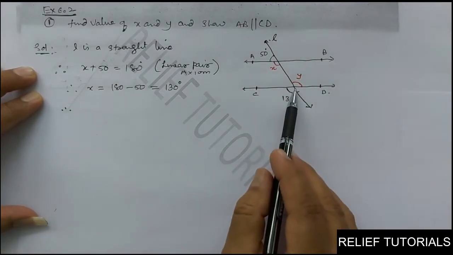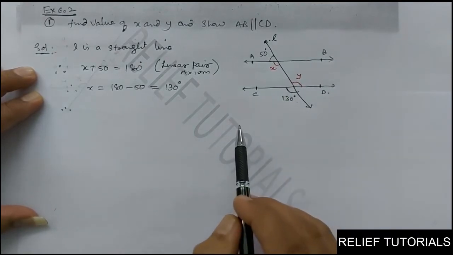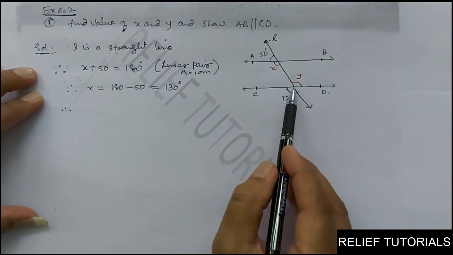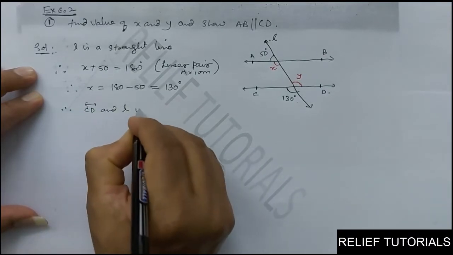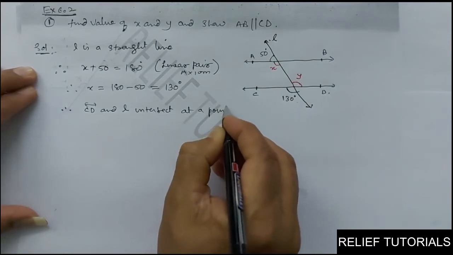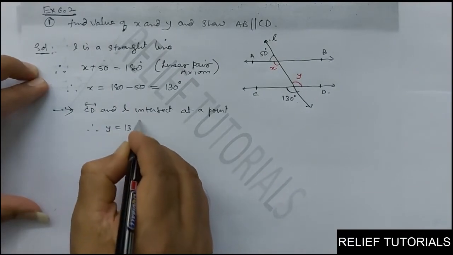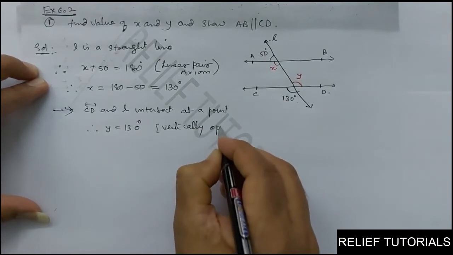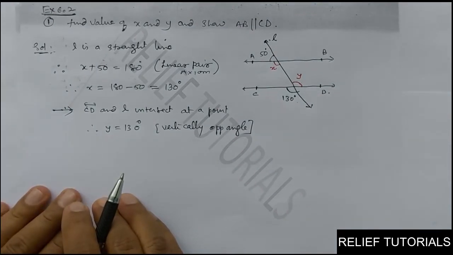Okay, now you see here, come back here. What do you say about these two angles? Look here, they are vertically opposite angles. So we can say the line CD and line L intersect at a point. So therefore Y is equal to 130 degrees. Reason: vertically opposite angles. Clear?